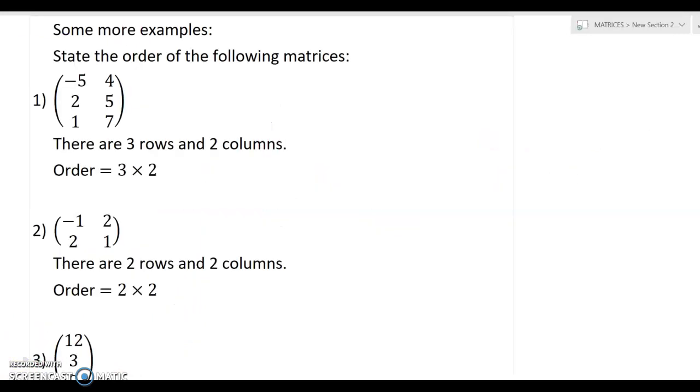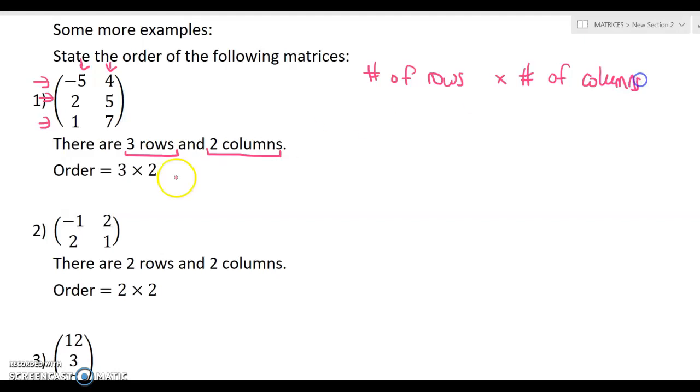So here we have some more examples of stating the order of a matrix. Number 1, we want to state the order of this matrix here. Looking carefully, how many rows do we have? 1, 2, 3 rows, and 1, 2 columns. So 3 rows and 2 columns. Remember you write it as the number of rows by the number of columns. So this first one is a 3 by 2 matrix. That's the order of the matrix.